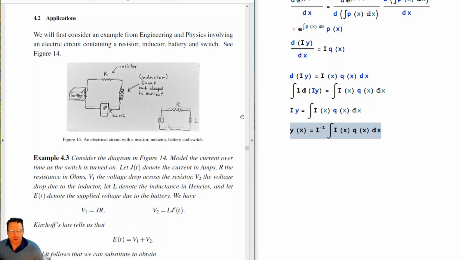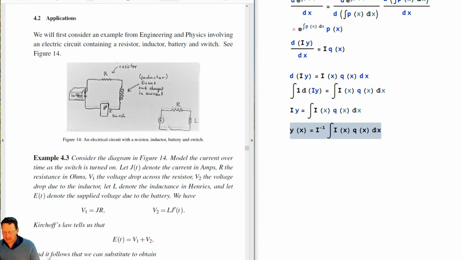And it follows that we can substitute to obtain the differential equation. E of T is equal to JR plus LJ dash. So we're just taking the V1 and the V2 and we're subbing in these two. JR goes in there and LJ dash goes in where the V2 is. And we obtain a differential equation.